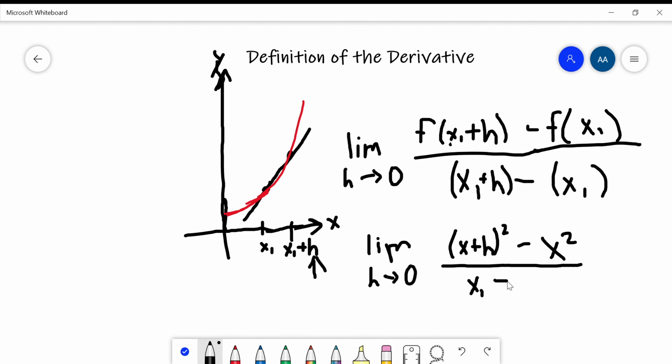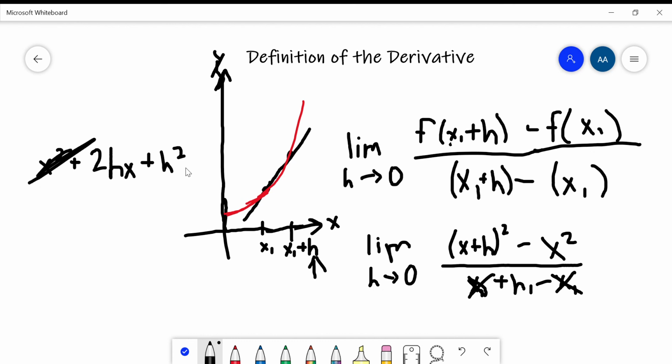x plus h minus x, oh, maybe not x1. I forgot my own rule. So x plus h squared, if we factor that out, it's going to be x squared, plus h squared, and we're going to have 2hx, and then you're going to have minus x squared at the back too, so this term will cancel out. So you'll just be left with this.